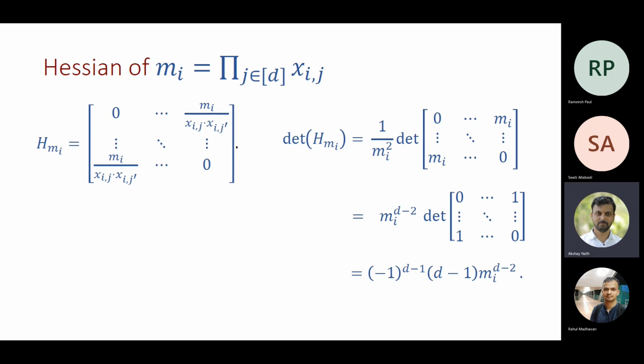Now we can also take this monomial mi common from every row. The Hessian is a d cross d matrix, so we would take it out common d times, but there is this -2 over here because of this mi square in the denominator. So we get mi to the d-2 times the determinant of this matrix, which is just zeros on the diagonal and one everywhere else. And it's pretty easy to show that the determinant of this matrix is just (-1)^(d-1) times (d-1). So the Hessian determinant of this monomial is non-zero, and it looks exactly like this.